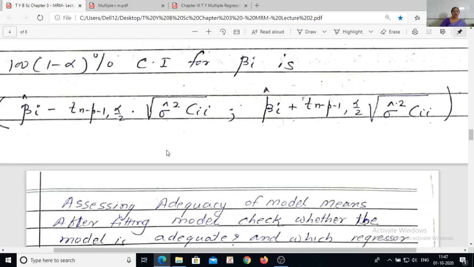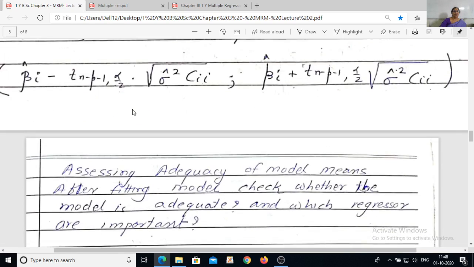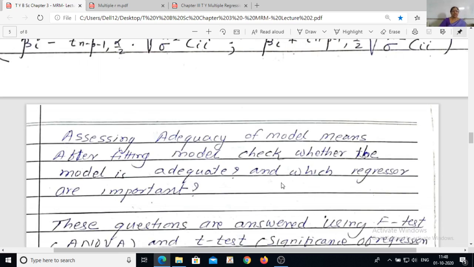So once we have the model and once we go for interval estimation of beta I cap, there is always one question, that is how to assess the adequacy of the model. Means after fitting the model, one has to check whether this model is adequate or proper. Are these regressors which we are going to consider in regression analysis, that is X1, X2, up to Xp, really important in estimating the value of yi? Such types of questions can be analyzed through assessing the adequacy of the model.